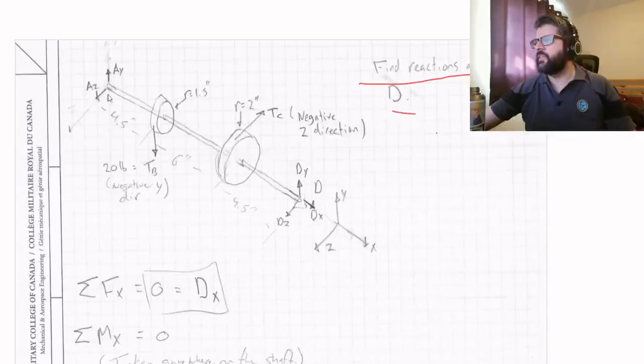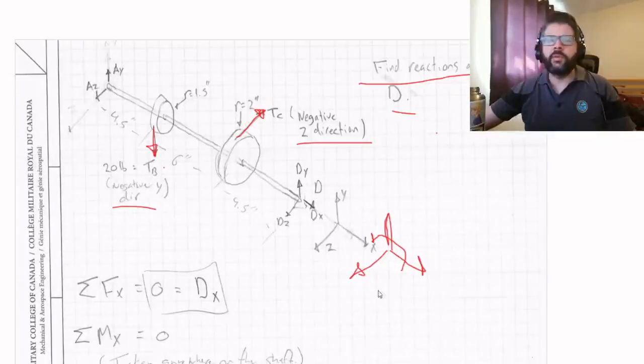So I labeled the forces. Got the tension downwards here. I've got this unknown tension at C here. This tension here is acting in the negative Y direction. This one's acting in the negative Z direction, because if X is this way and Y is this way, then with our right-hand rule curl, that gives us Z positive this way. So the tension for spool C is in the negative Z direction.